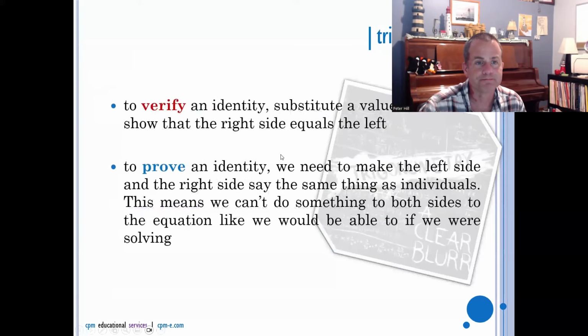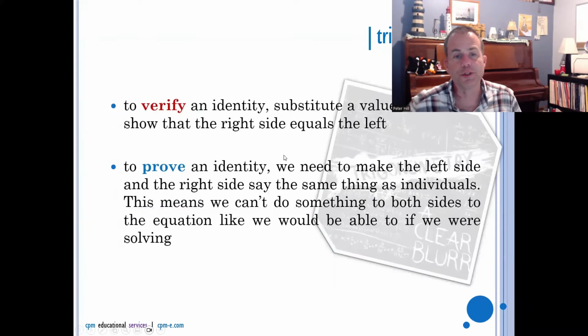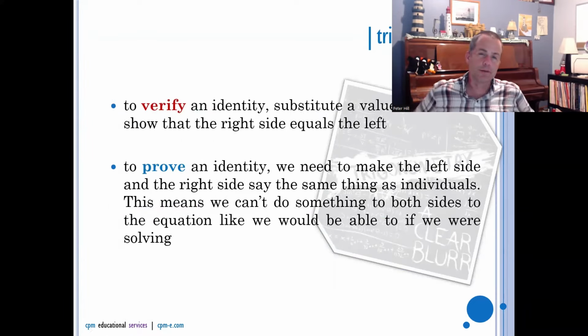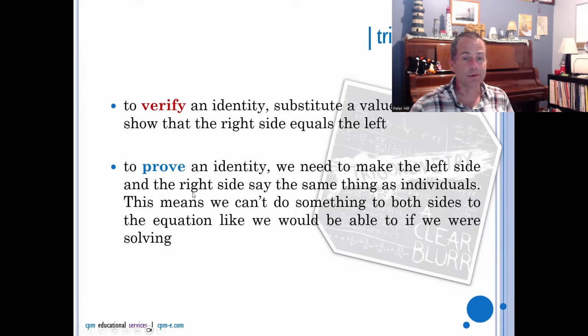Okay. We are going to go through two different conversations here. One is on how to verify an identity. If we want to verify an identity, we substitute a value in for theta and show that the right side equals the left side. If we want to prove an identity, we need to make the left side and the right side say the same thing as individuals. This means we can't do something to both sides of the equation like we would if we were solving.